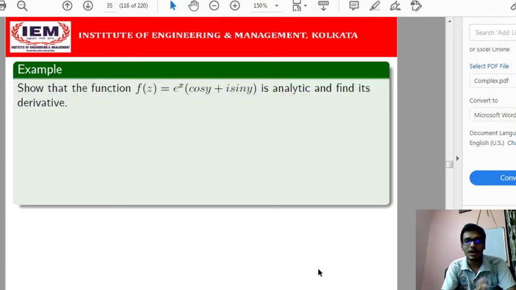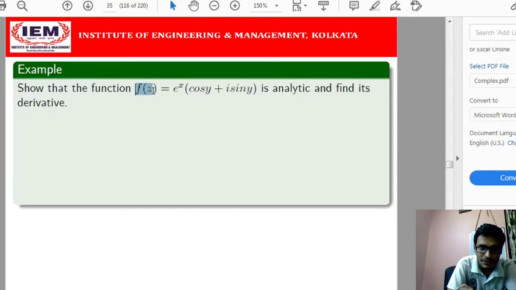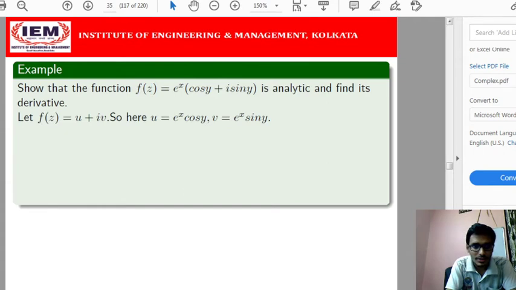Now I am giving one example through which we can show that the function is analytic, because in the previous lecture we discussed the conditions for a function to be analytic. Here we are going to show that this function is analytic and find the derivative of f(z) by virtue of the previous definition that we get using the Cauchy-Riemann equation. Here f(z) equals u plus iv, so comparing, we get u equals e to the power x cos y, the real part of this functional value, and v equals e to the power x sin y, the imaginary part.